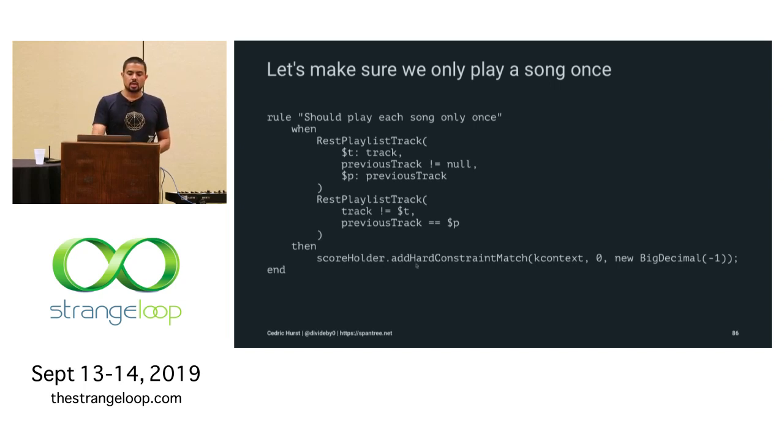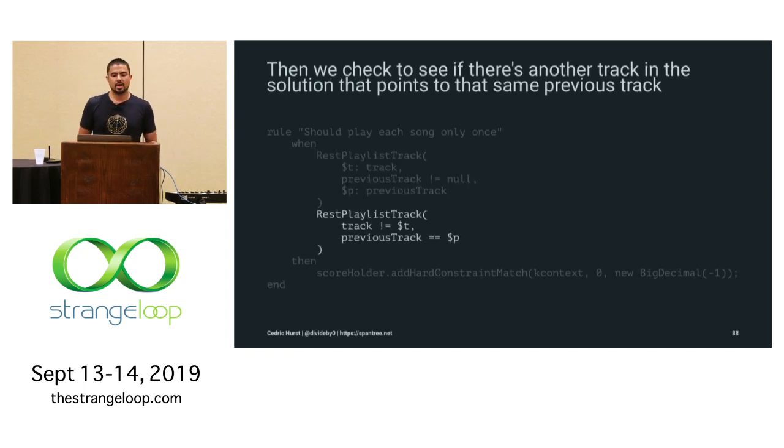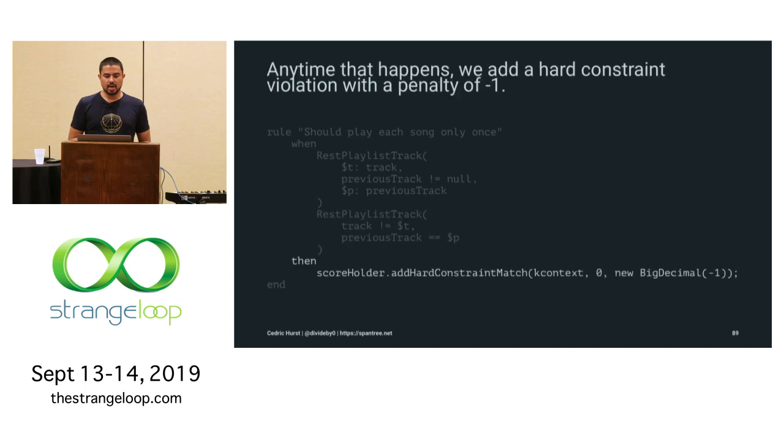So basically, you have this score holder add hard constraint match down at the bottom. What this is doing is it's saying adjust the score, the overall score of the solution by -1, and then these things will be summed up to basically try to get as close as possible to a 0 score. So we look for a track that has a previous track defined. We check to see if there's another track in the solution that points to that same track. And then anytime that happens, we add a hard constraint with a penalty of 1. And so this can happen several times in a solution.